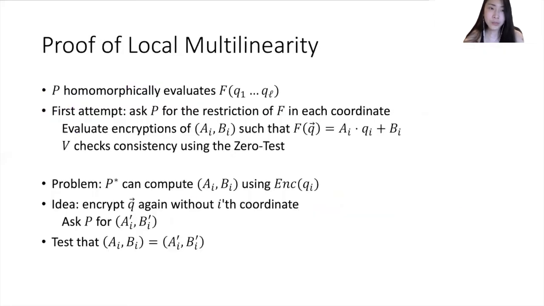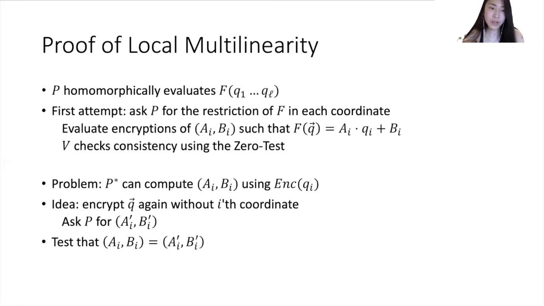So our proof of local multilinearity will ask the prover for the restriction of the polynomial f in each coordinate. So this will consist of encryptions of a_i, b_i that describe a line passing through the evaluation of f at the point q sub i. And the verifier will check the consistency of these restrictions and the evaluation of f using the zero test. The problem with this protocol is that since the encryption is homomorphic, an adversarial prover can use the encryption of q sub i and compute different restrictions.